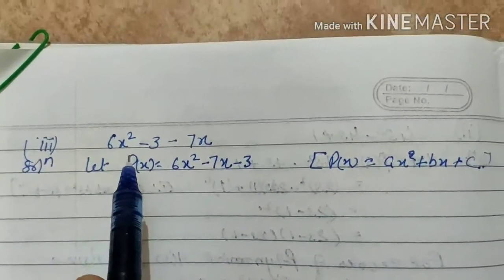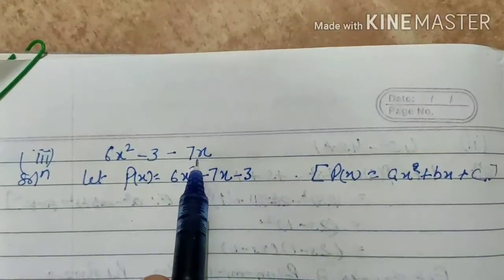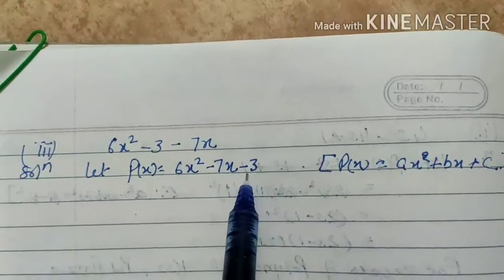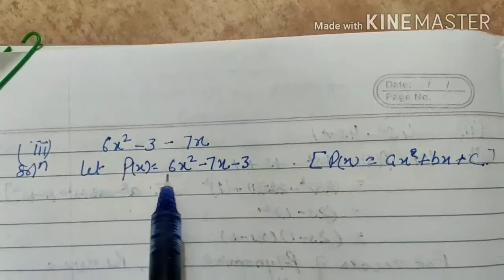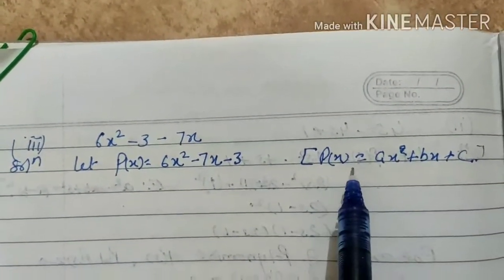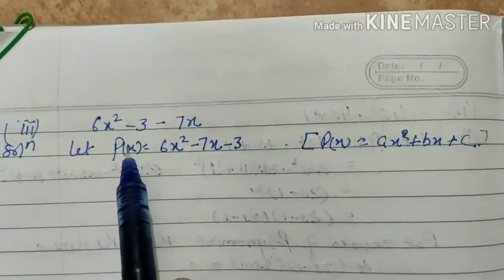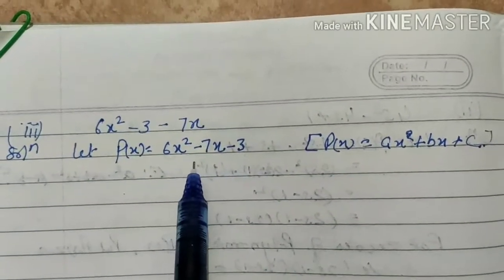In the next part we have been given the polynomial 6x square minus 3 minus 7x. So let p(x) equal 6x square minus 7x minus 3. Arrange the terms in the decreasing order of power of variable x. As you know, a polynomial in the standard format is ax square plus bx plus c. So arrange the terms in this order. Now factorize the given polynomial.